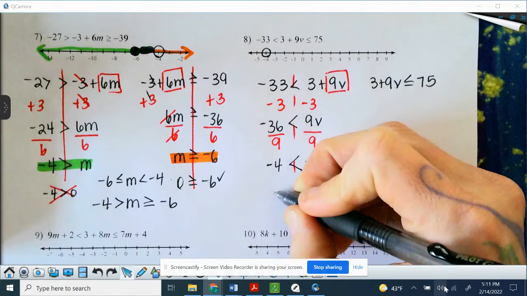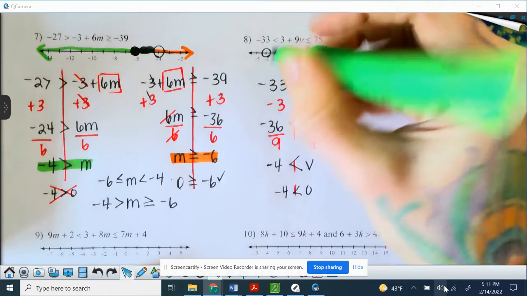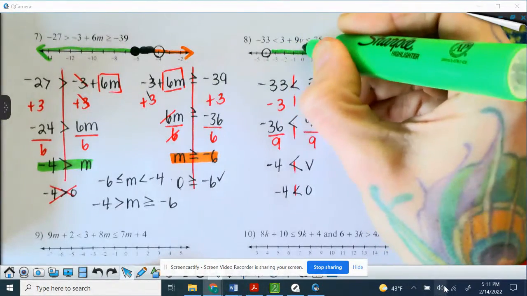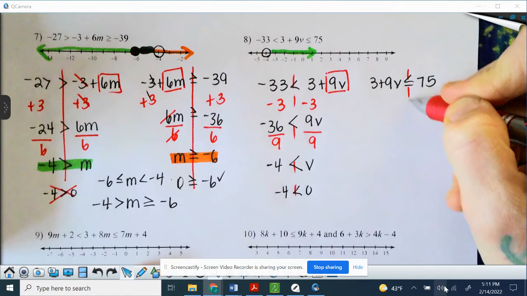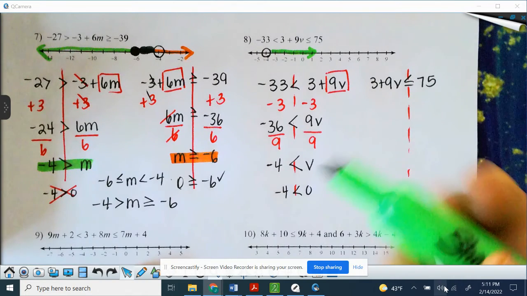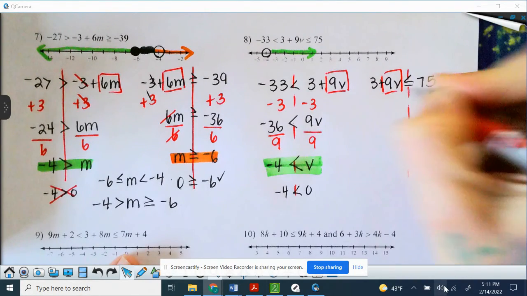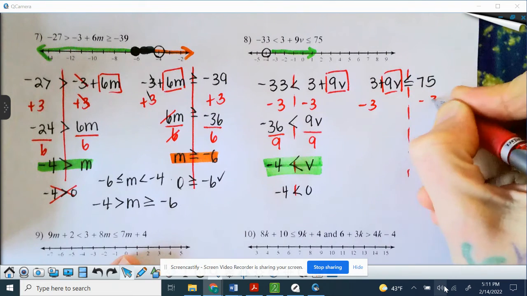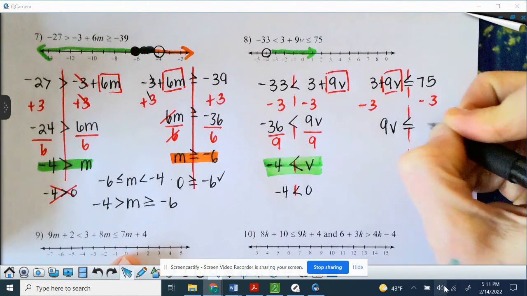If we do our test point, is negative 4 less than 0? It is. So we're going to shade towards 0. And I'm not even going to go all the way. Now we're going to go over here. That's our green one, and start our next one. So we have 9v. That 3's on the outside is positive, so we're going to subtract 3 from both sides. So 9v is less than or equal to 72.